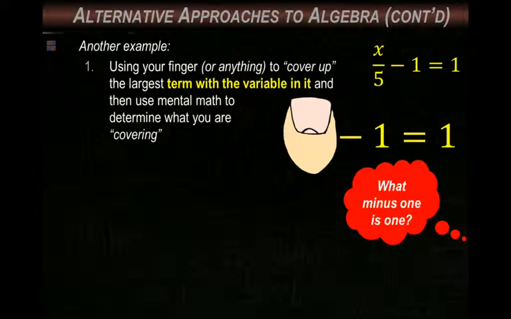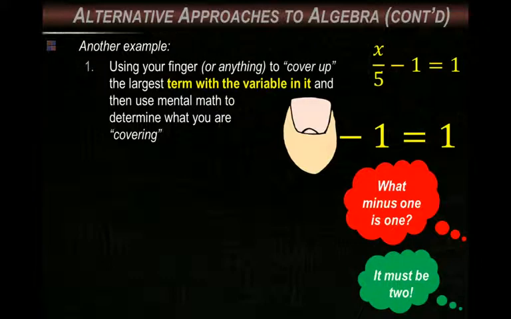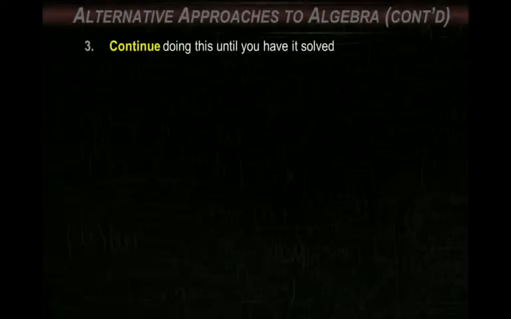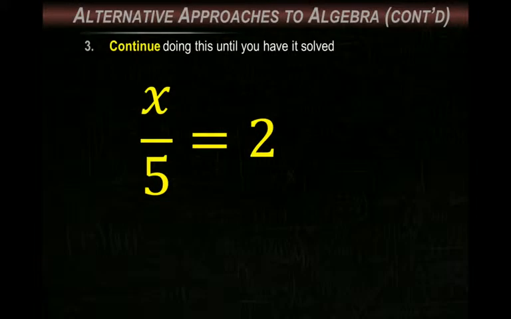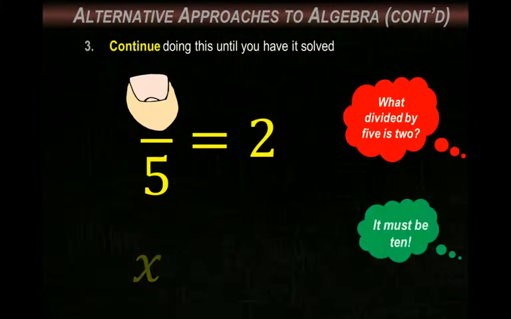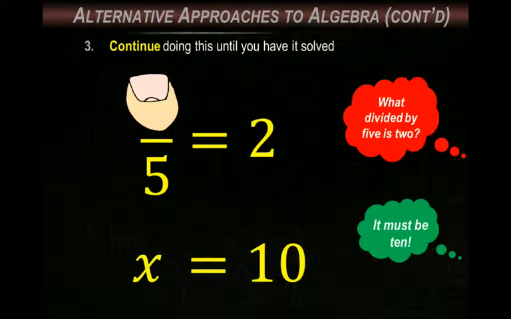Okay, so it's 2. 2 minus 1 equals 1. So then I just take the 2, and I write it on one side of the equal sign, and the thing I was covering up gets put on the other side of the equal sign. And then I do it again. Now I go, okay, I'll cover the x this time. What divided by 5 equals 2? Anyone? What divided by 5 equals 2? Well, it must be 10. 10 divided by 5 equals 2.